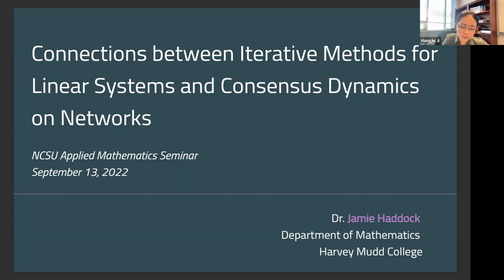Her research focuses on mathematical data science, optimization, and applied convex geometry. Before starting at Harvey Mudd College, Dr. Haddock received her PhD from UC Davis, and then she was a Chern assistant professor at UCLA. She is active in many interesting areas, including randomized numerical linear algebra, combinatorial methods for convex optimization, tensor decomposition for topic modeling, and many, many other problems relating to graphs.